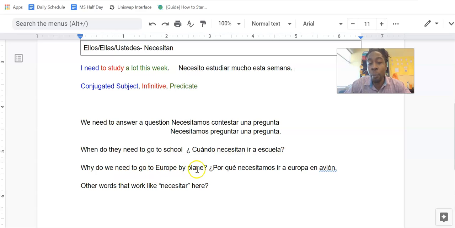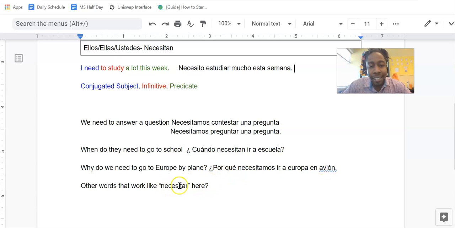Why do we need to go to Europe by plane? Here's a great example of that. Why? Porque necesitamos, we need to go, ir a Europa en avión. This could also translate as, why do we need to fly to Europe? Why can't we take a boat? Or maybe you're in Italy. Maybe you're in Russia. Why can't we take a train? Italy is in Europe. I didn't know that.